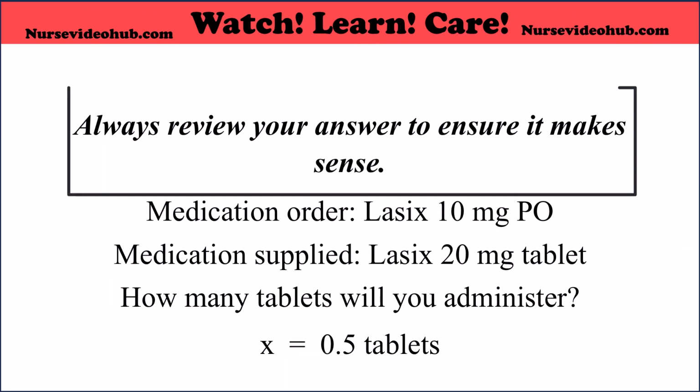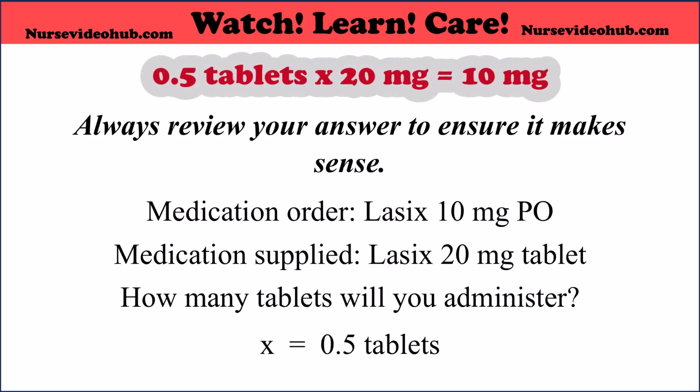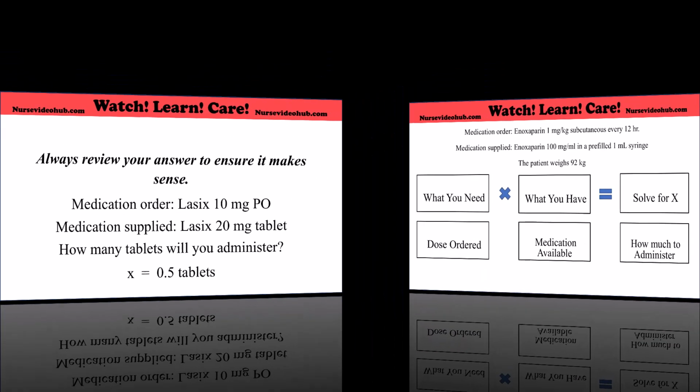Always review your answer to ensure it makes sense. The reverse method is to multiply the amount to be administered, half a tablet, by the concentration available, 20 milligrams, which equals the prescribed dosage, 10 milligrams.